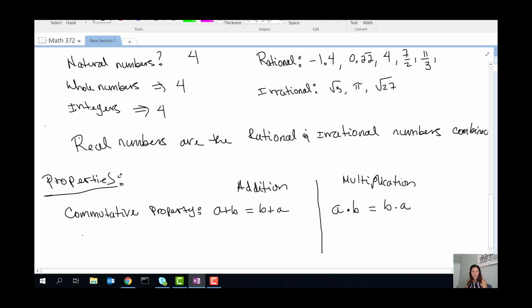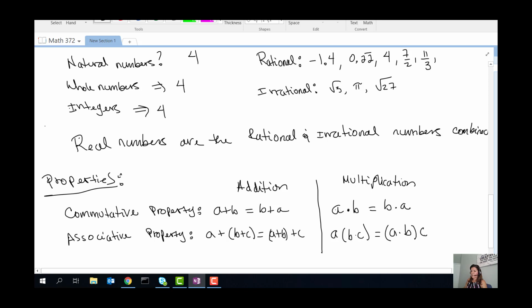Then we also have the associative property, which is when you have three numbers. If I have A plus B plus C, that's the same thing as saying A plus B plus C, grouped differently. So as long as it's addition, you can add out of order, essentially. And same for multiplication. If I have A times B times C, that's the same thing as saying A times B times C, grouped differently.